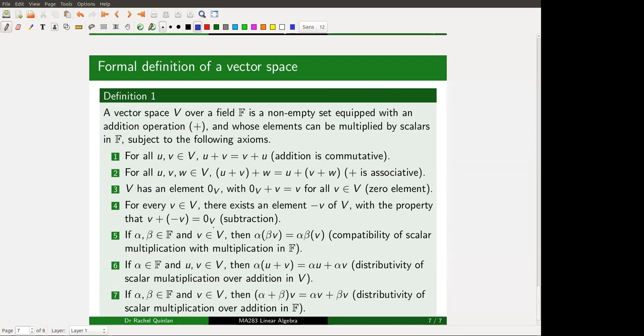But on the other hand, if we don't specify these rules, then vector spaces potentially admit more examples than we really want to deal with. So this is the formal definition of a vector space. And if you like, this definition is like a statement of the rules of the game for linear algebra.